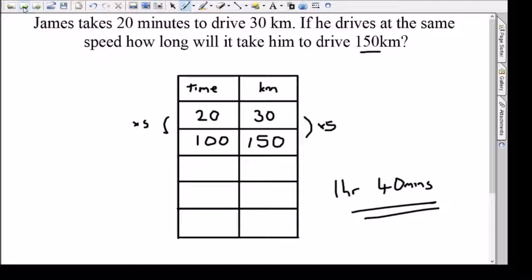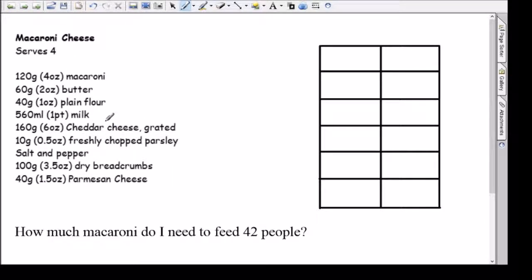Okay, right, let's keep going. Let's do another one. Okay, these are really common and quite often very badly answered, but it's very easy to do. So recipe questions, I'm given a recipe, I'm told that to serve 4 people I need these amounts of these ingredients, and I'm being asked how much macaroni do I need to feed 42 people. So let's start with the table again. I'll write mac, I won't fit macaroni in there, and how many people will it feed?